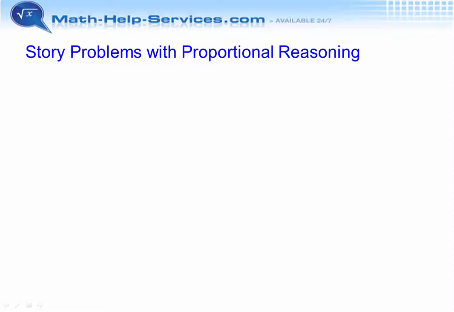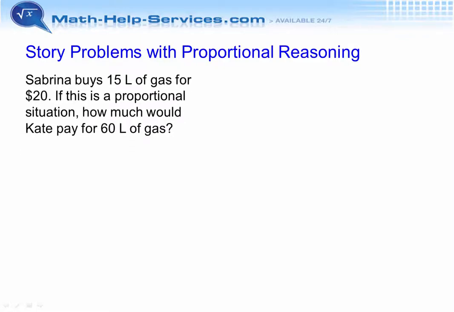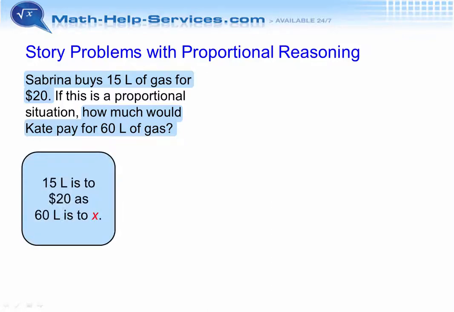Story problems with proportional reasoning. Sabrina buys 15 liters of gas for $20. If this is a proportional situation, how much would Kate pay for 60 liters of gas? Well, let's start here. Sabrina buys 15 liters of gas for $20. We want to know how much Kate pays for 60 liters of gas. So 15 liters is to $20 as 60 liters is to x. Setting up the proportion, it would look like this. Notice liters is on the numerator of both, and dollars is on the denominator.